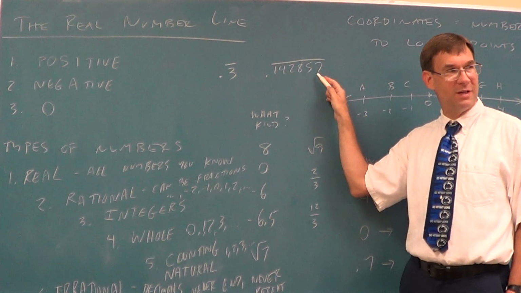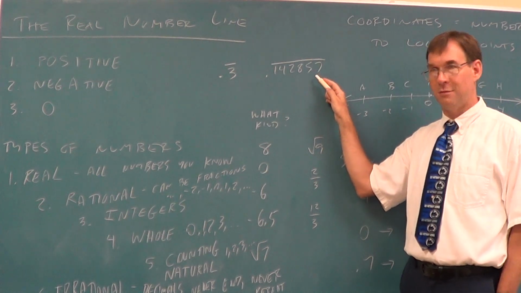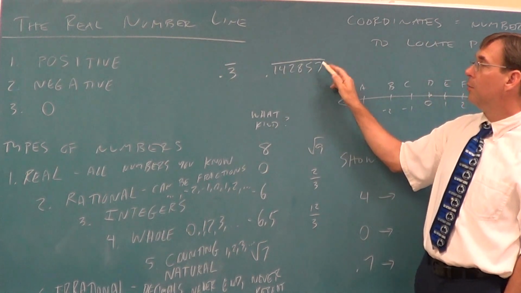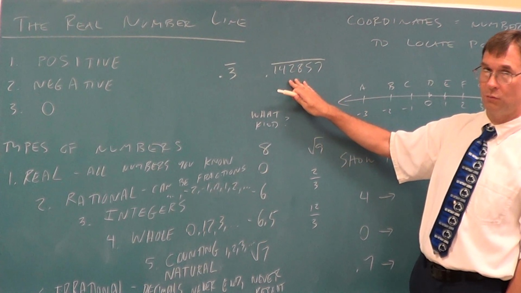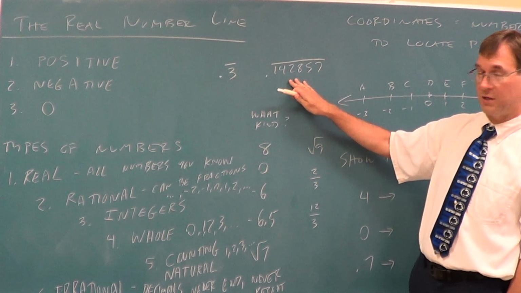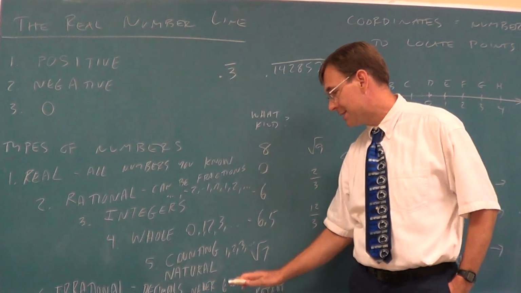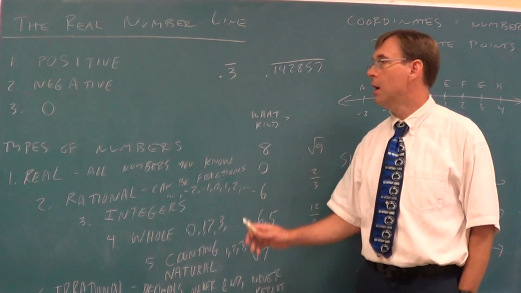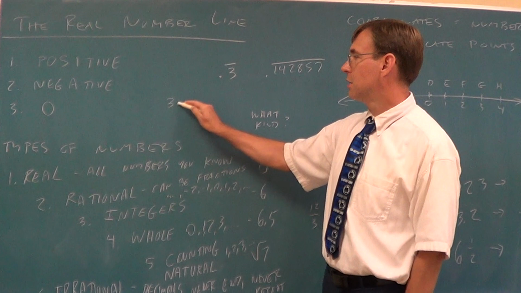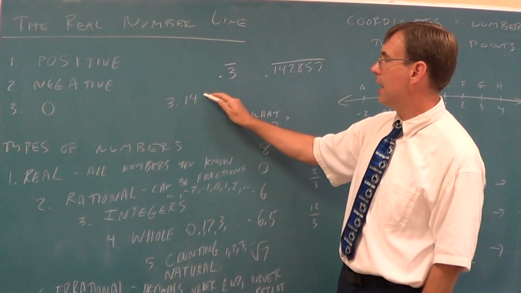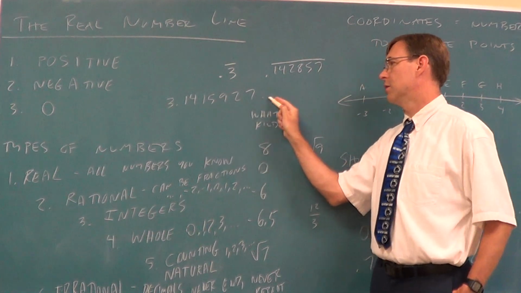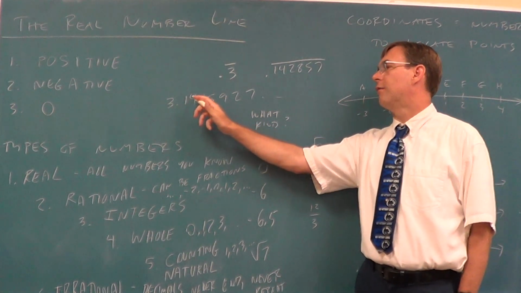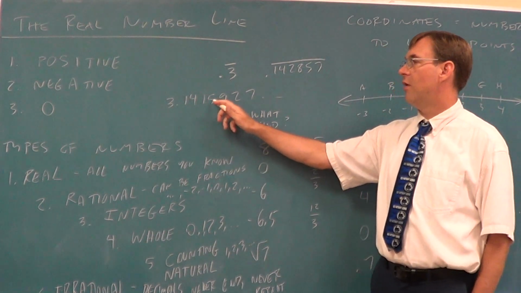It's 1, 4, 2, 8, 5, 7, 1, 4, 2, 8, 5, 7. It doesn't end, but it does repeat, which makes this rational. Pi, it never ends and there's never a repeating pattern. It eventually has to repeat little sequences because you run out of numbers, but it's 1, 4, 1, 5, 9, 2, 7, and then it goes forever. This one got followed by a 4. This one got followed by a 5.